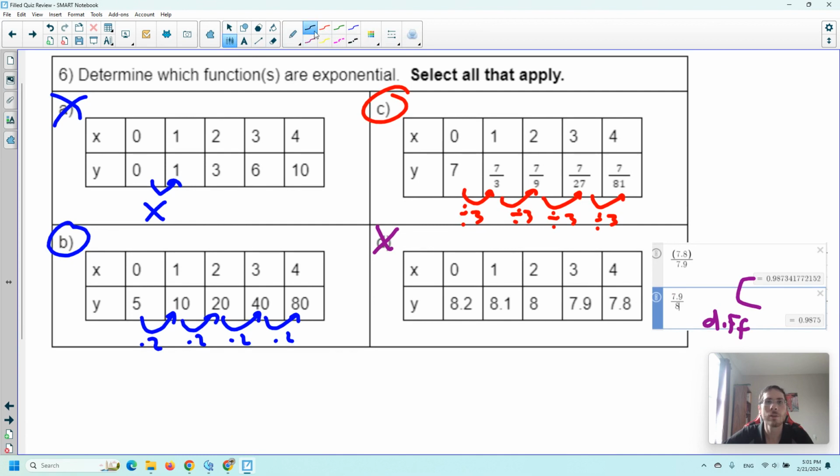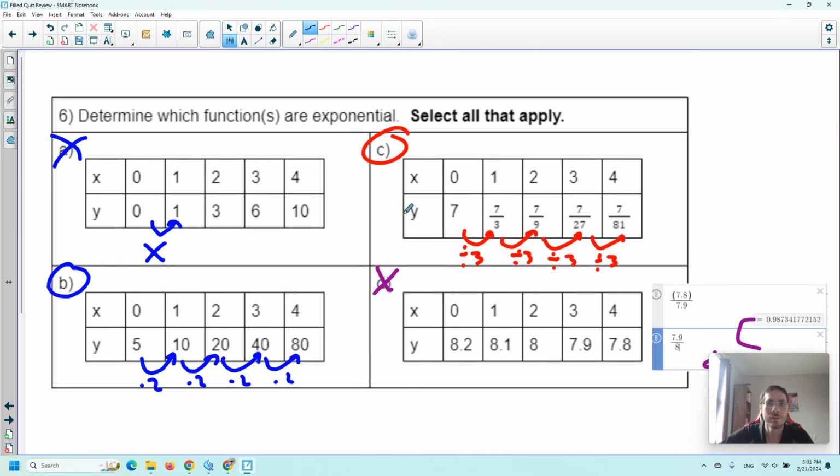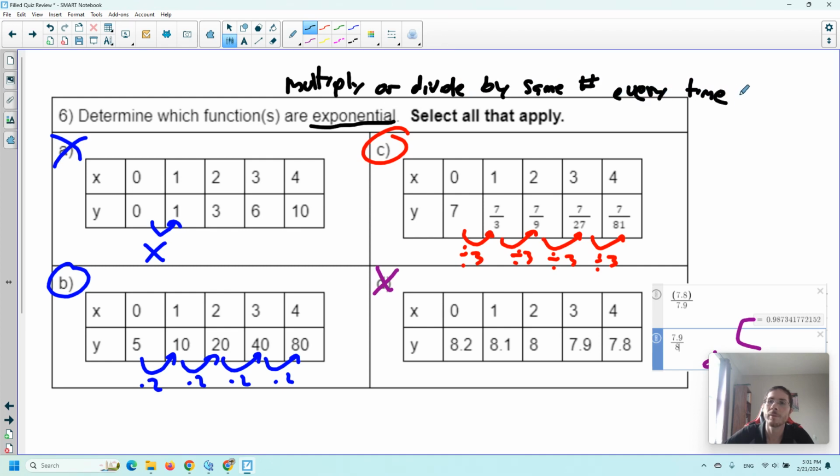That's what I forgot to write on here. Oops, I forgot the definition for exponential. So remember, exponential is multiply or divide by the same number every time. There we go. All right, so that's what we got for that question.